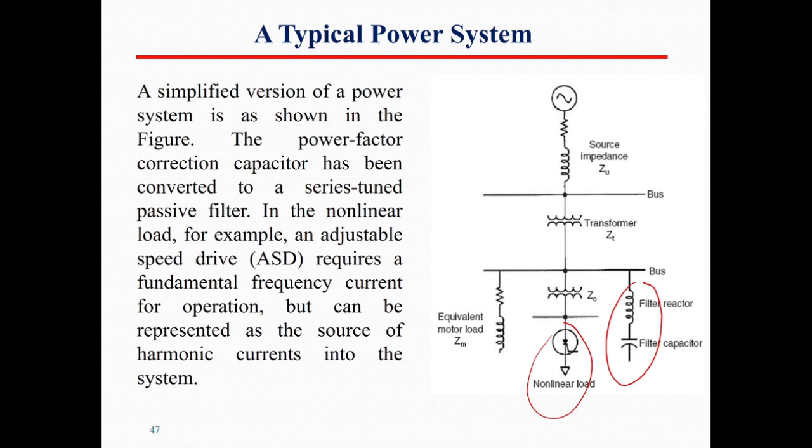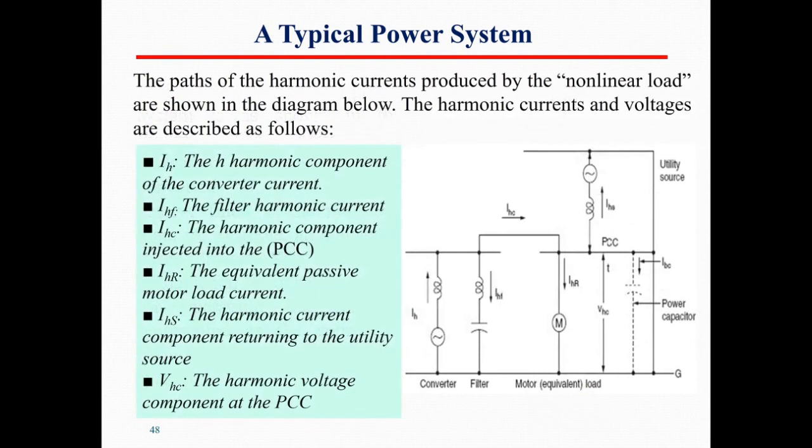In the non-linear load, for example, an adjustable speed drive require a fundamental frequency current for operation, but can be represented as the source of harmonic current into the system. Okay, so this is the adjustable speed drive, which is considered to be a non-linear load. The path of the harmonic current produced by the nonlinear load will be shown in this diagram.